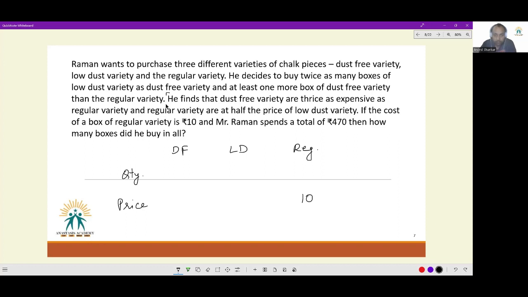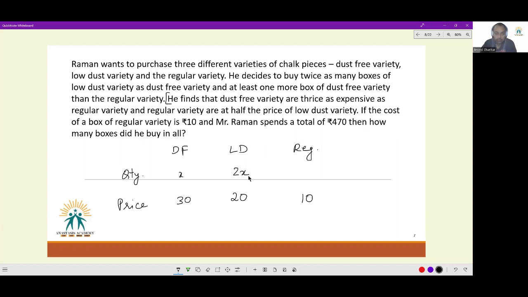And he finds that the dust-free variety is thrice as expensive as regular variety. Dust-free variety is 3 times of this, price is 30. And regular variety are at half price of low dust variety. So this is 20. The prices are known to us. Now we are also told he decides to buy twice as many boxes of low dust variety as dust-free variety. So if this is X, this is 2X.